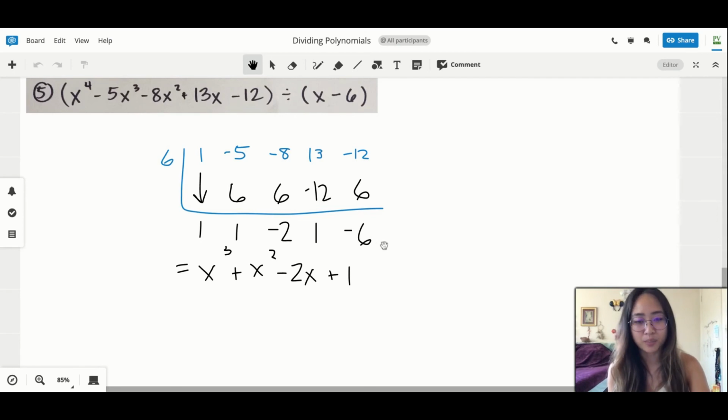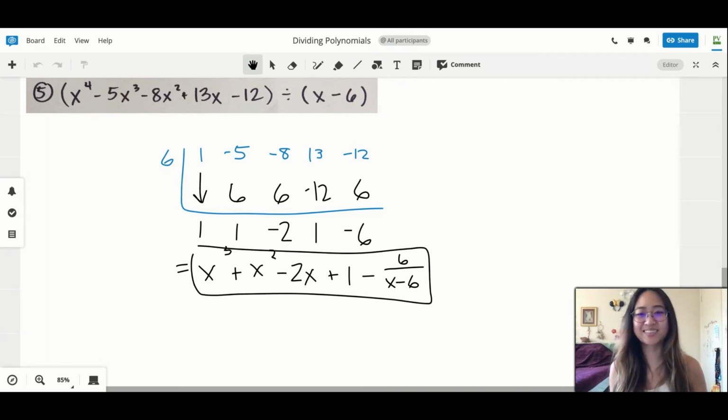the last number, that means this negative 6 is going to be our remainder. So it will be negative 6 over the original divisor, x minus 6. And this whole thing, that whole thing is our final answer.